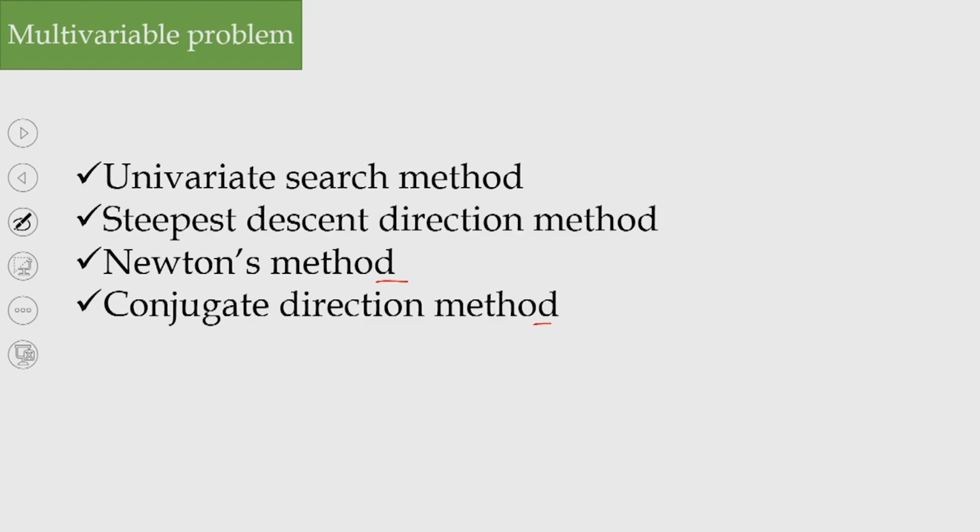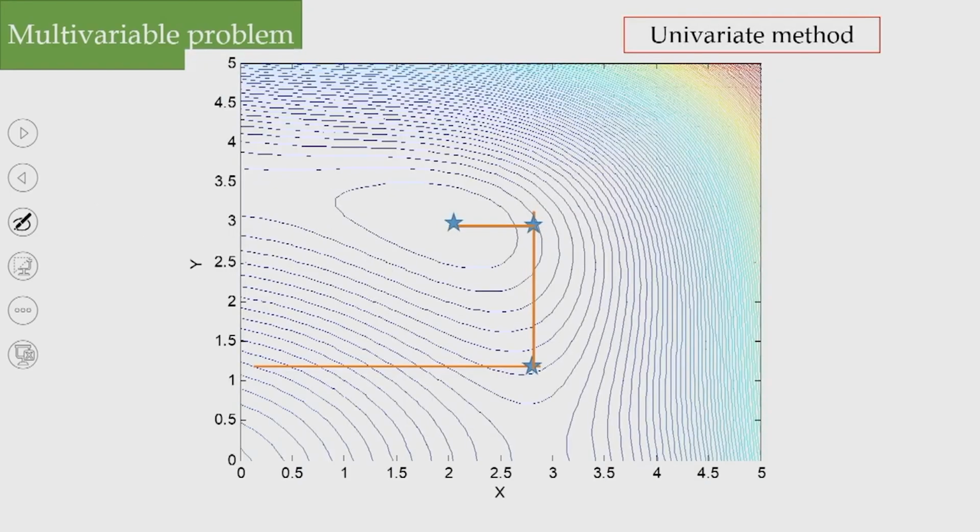These 4 methods will give you the direction. This is basically how you will get the direction and how you will perform the iteration. So, these 4 methods will be explained, and they have different concepts. Now, the first one, as I said, is the univariate method.